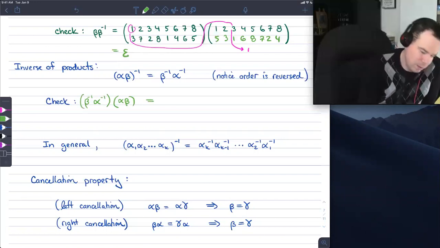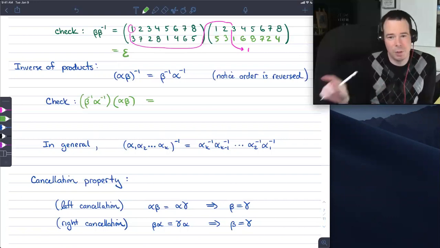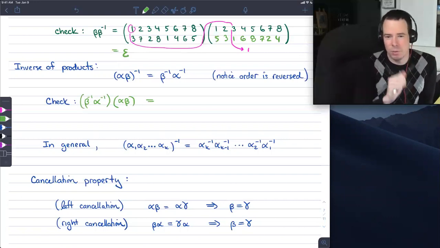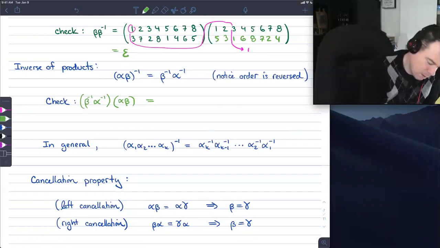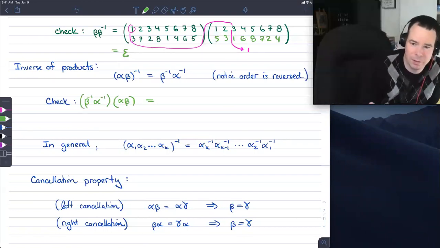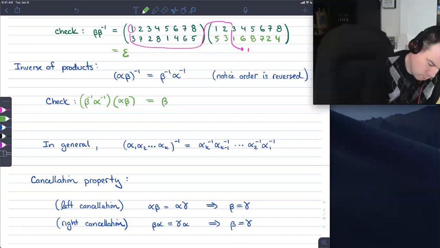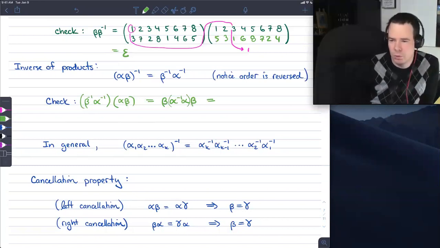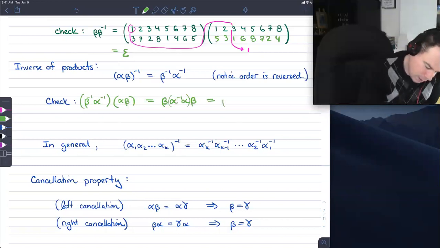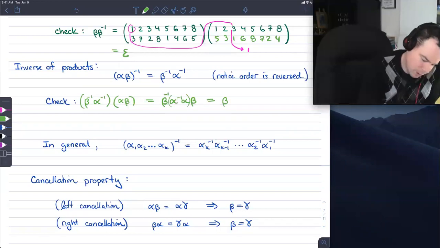And now you can see why the order had to be reversed, right? I'm not allowed to change the order in which permutations get multiplied. Whatever order they're in is how I have to multiply them. I'm allowed to remove grouping brackets, though, because of associativity. And now at this stage, I can multiply those two first, and that gives me the identity. Oops, I missed the inverse on that first beta. So that gives me the identity.